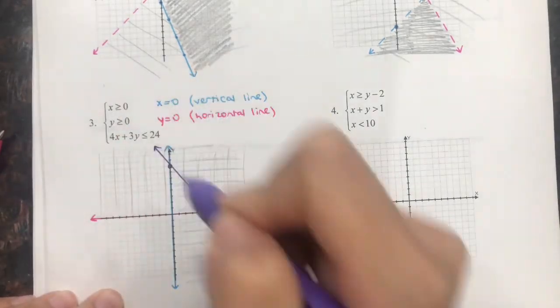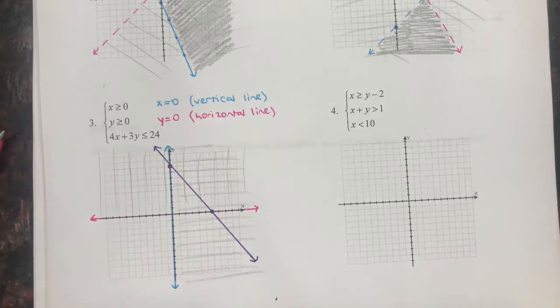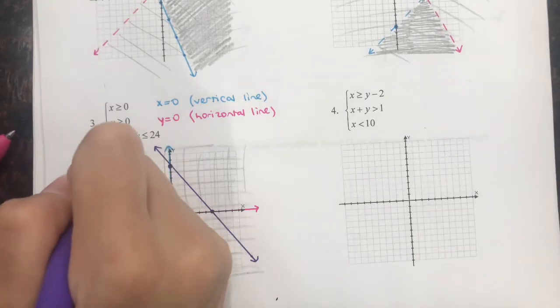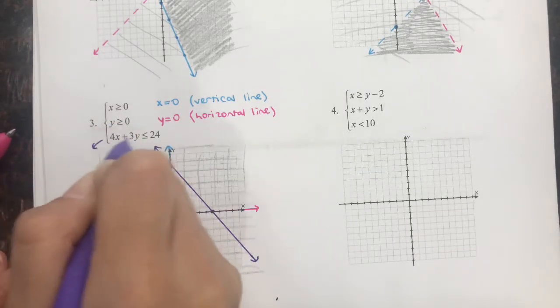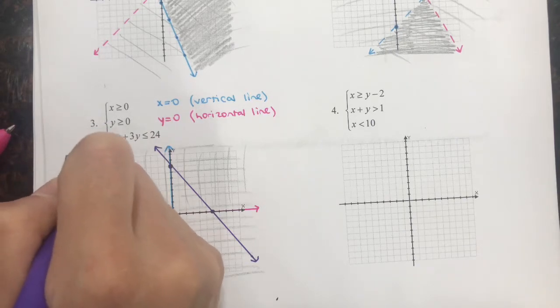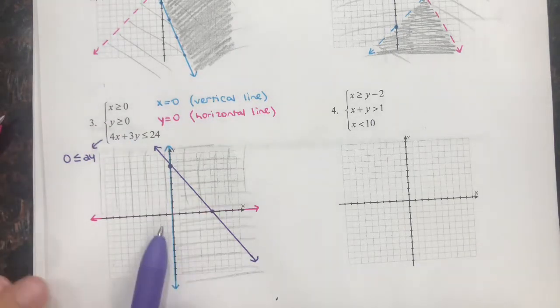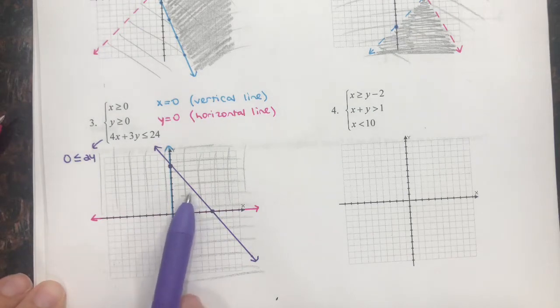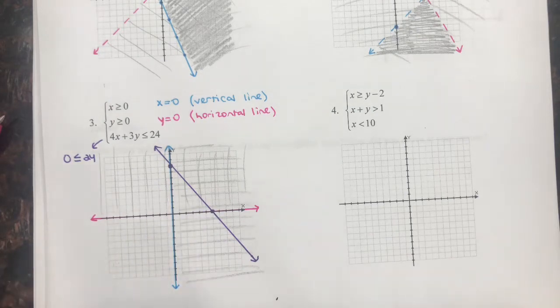Okay. And so now we're going to test a point. So if I put 0, 0 in here, 0 is less than or equal to 24. That's true. So 0, 0 is basically on the left side of this purple line.